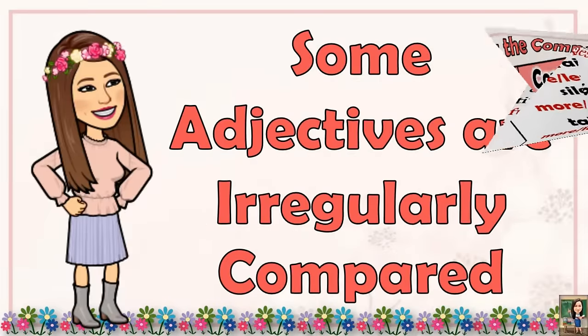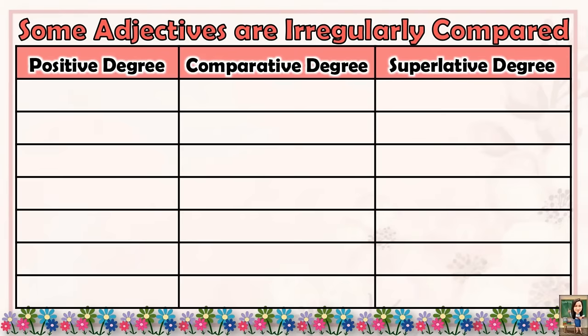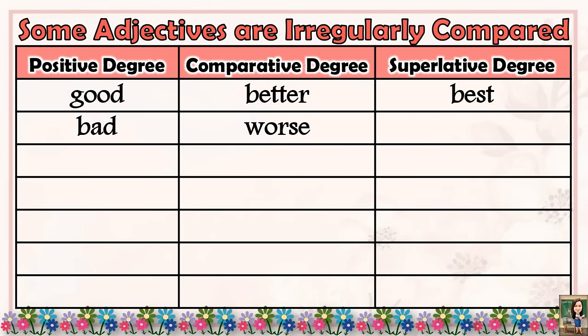There are also some adjectives that are irregularly compared. In positive degree, the example adjective is good. In comparative degree, it becomes better. And in superlative degree, it becomes best. Good, better, best. Another example is bad. In comparative degree, it becomes worse. In superlative degree, it becomes worst. Bad, worse, worst. Another example, ill.